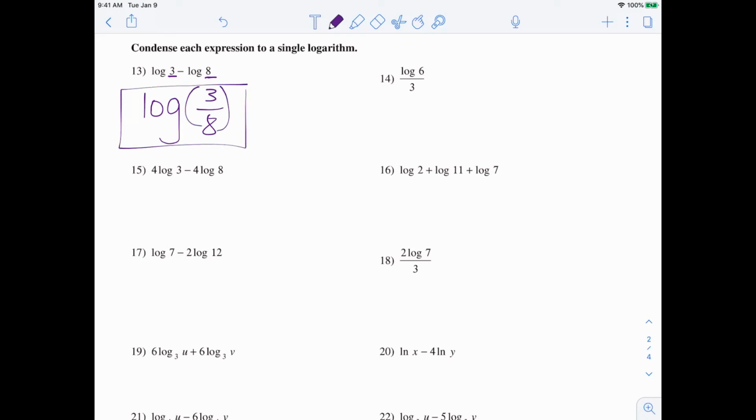I also want to look at number 14. Number 14 just says log of 6 divided by 3.